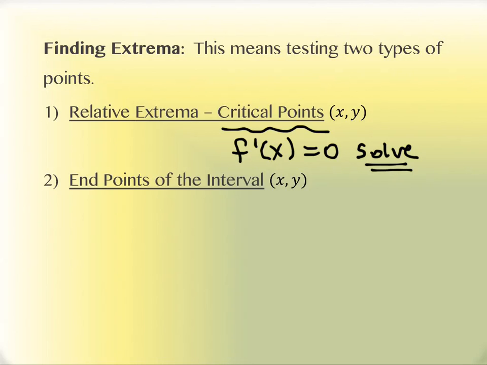So we have to test those critical points, those places where we have relative extreme values. And then we have to test the end points as well. If you only test one or the other, you're very likely to have excluded the actual answer, and you have no way of knowing unless you test all of these kinds of points. Now, obviously, you only have two end points, right? They're set. But you may have multiple maxes and mins in between, so the relative extrema might be more than one or two. I mean, it's possible.